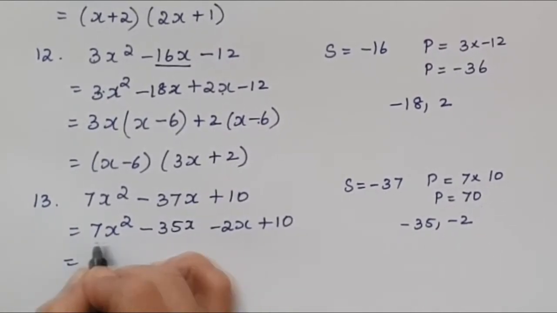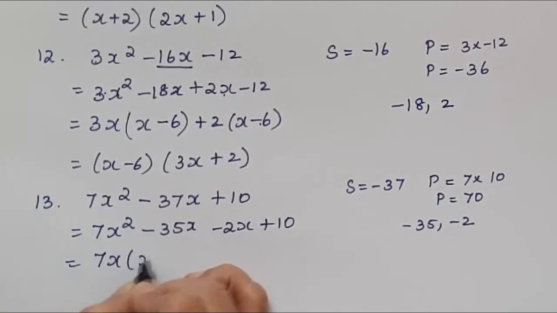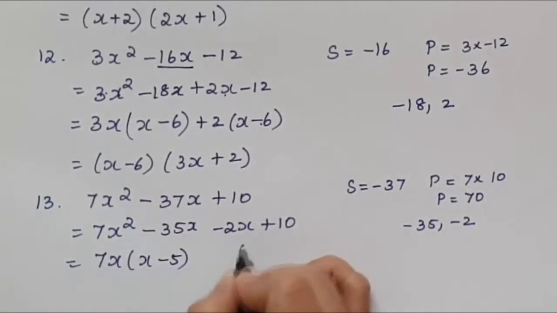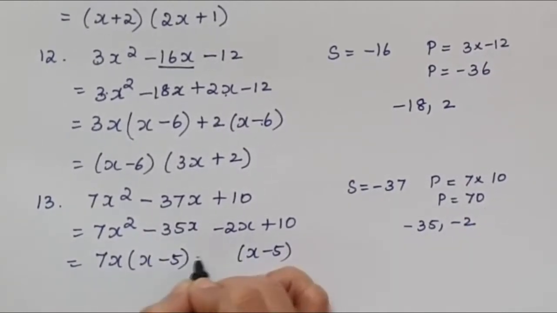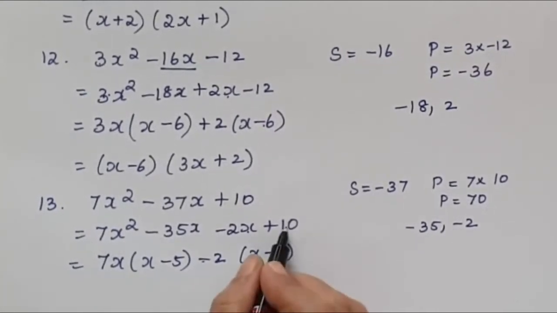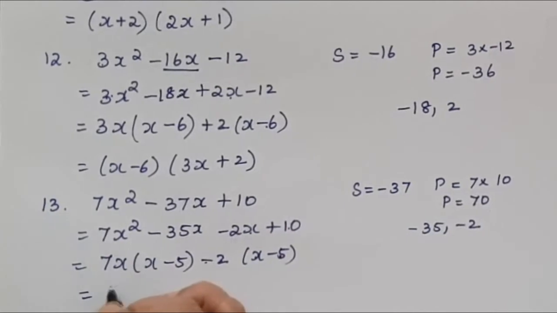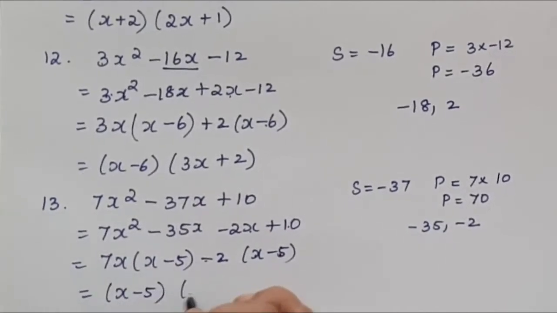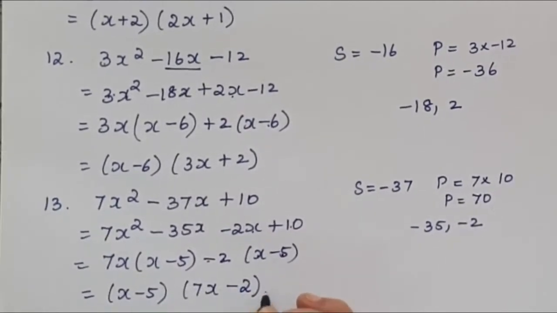So in these first two terms, 7x is common. So x minus 5. Write whatever is over here, x minus 5. Then see, minus 2 into x is minus 2x. Minus 2 into minus 5 is plus 10. So it will be x minus 5 into 7x minus 2.